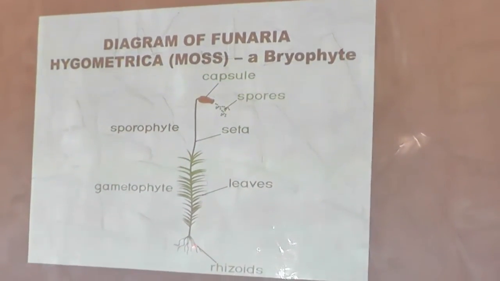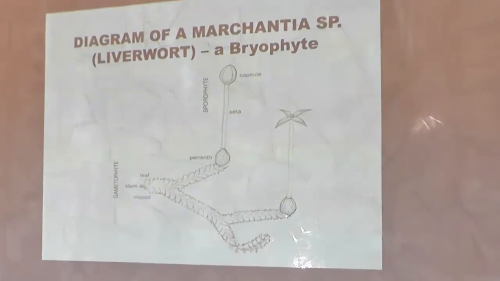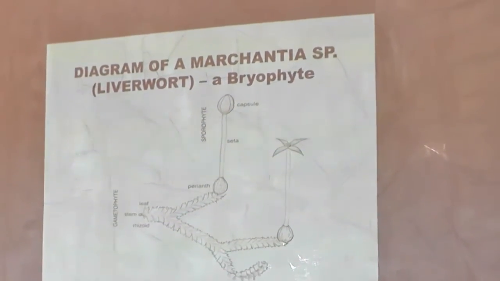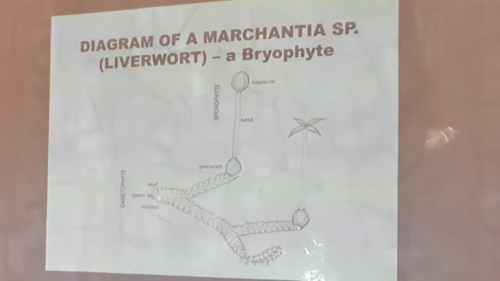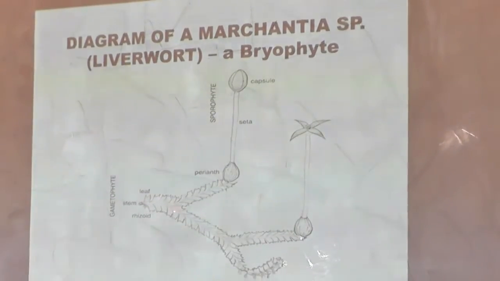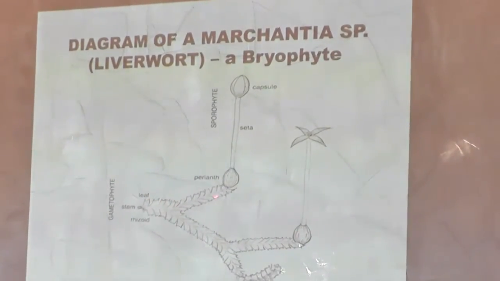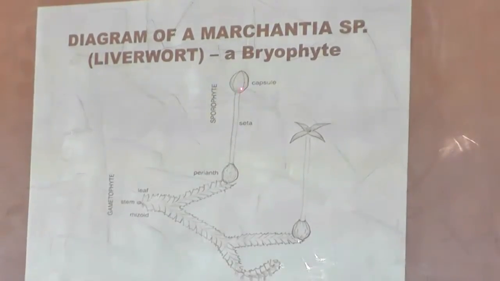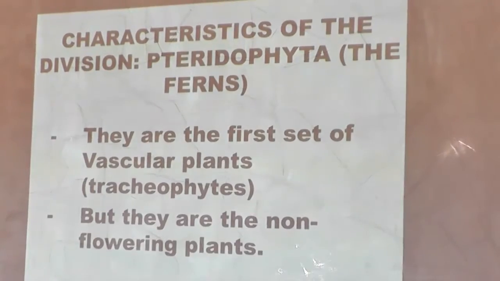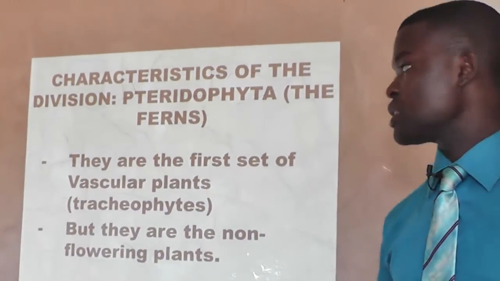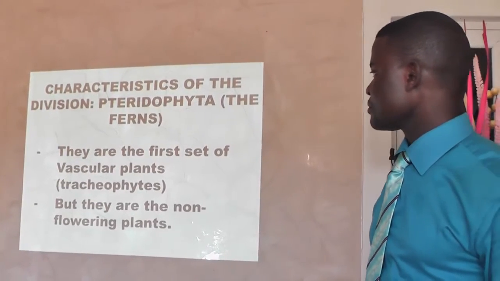And then in the case of the root, we have what? Rhizoids. This is a good example of a bryophyte, which is what? Liverwort. This is how they look. They too have rhizoids as their root. Then we have the seta, and then we also have the capsule that bears the spores. So that is all about the phylum that we call what?